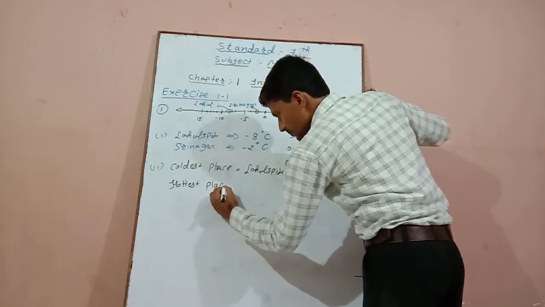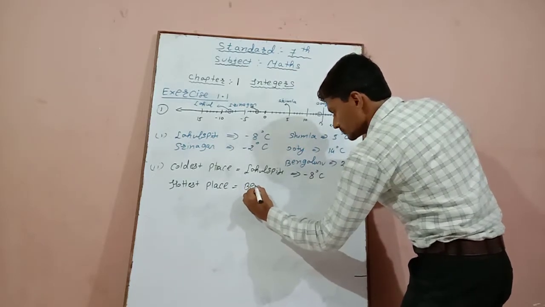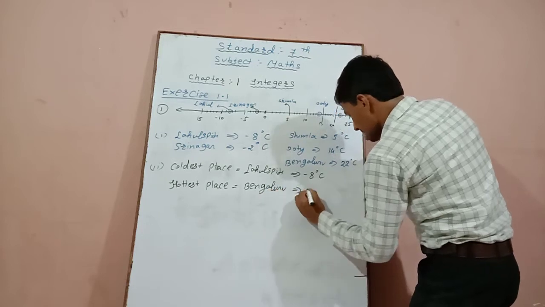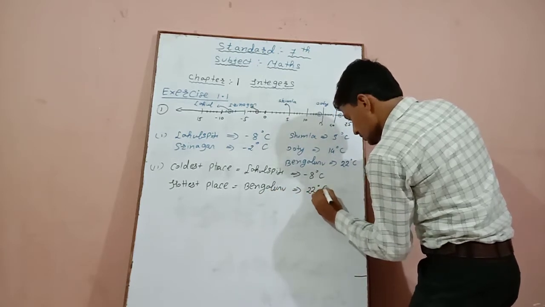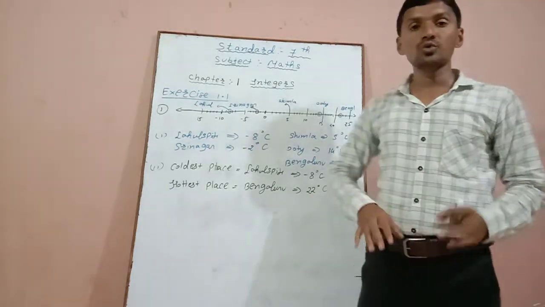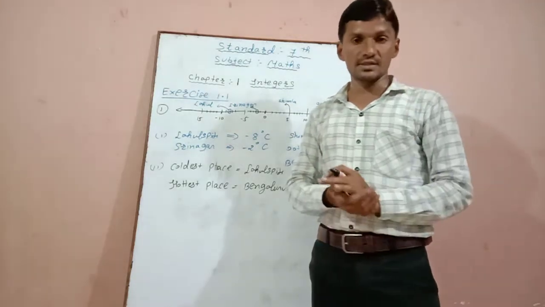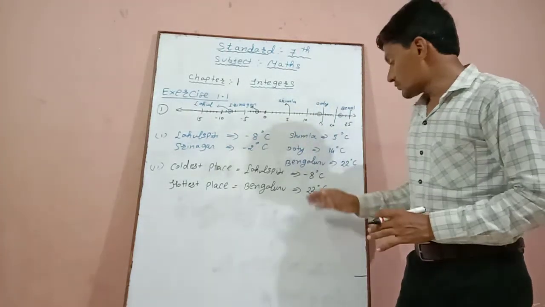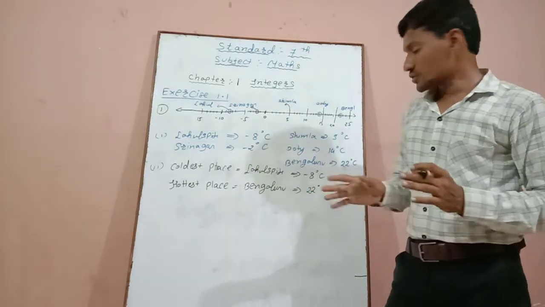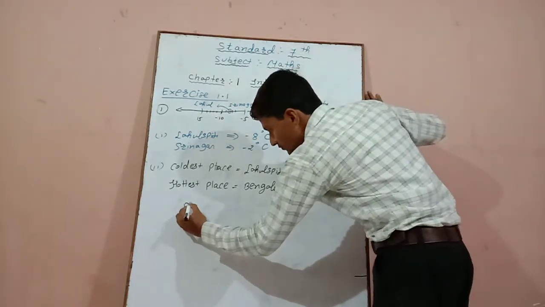Hottest place is Bengaluru, and their temperature is plus 22 degree Celsius. Now we have to find the difference. So the difference of these two, we have to subtract the numbers. By subtracting we will see the difference of this place.